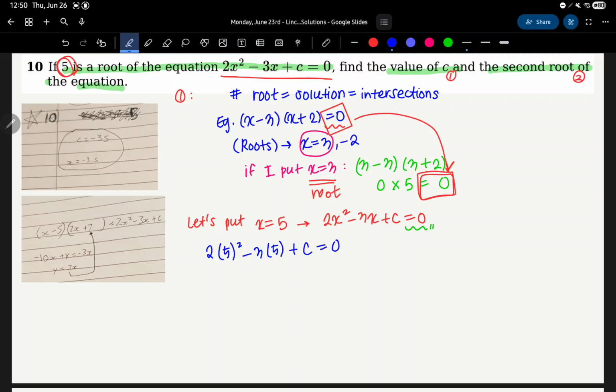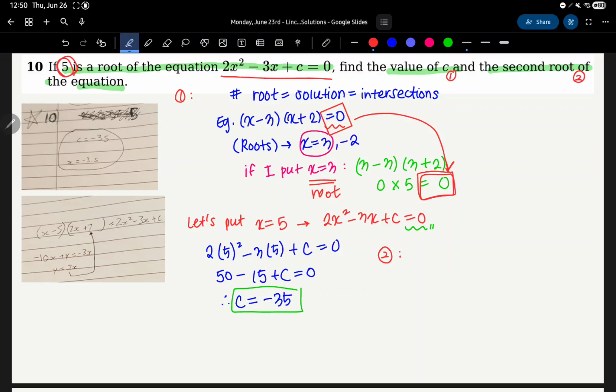So this is going to let us know what the value of c is, right? 25 times 2 is 50, minus 15, plus c is going to be equal to 0. So c is equal to what? 30 minus 35, so c is minus 35. So we know the value of c. That is the first part. Now let's go to the second part.